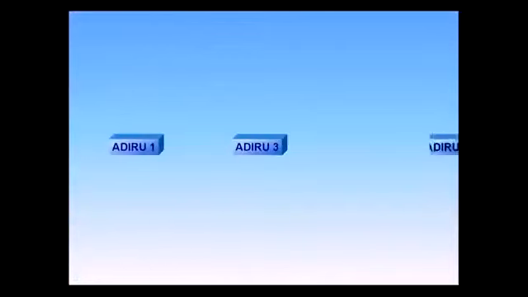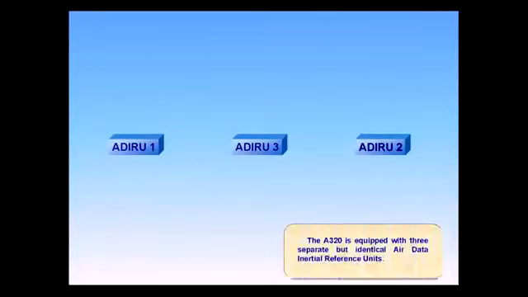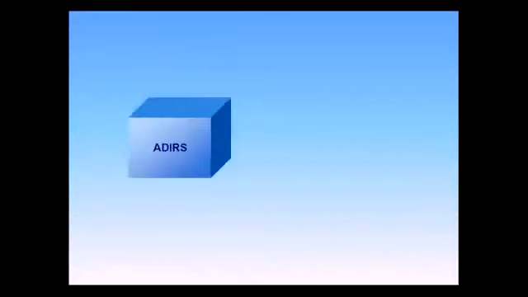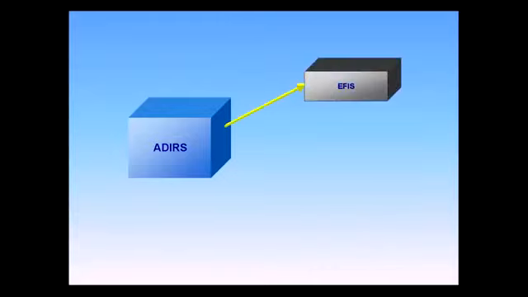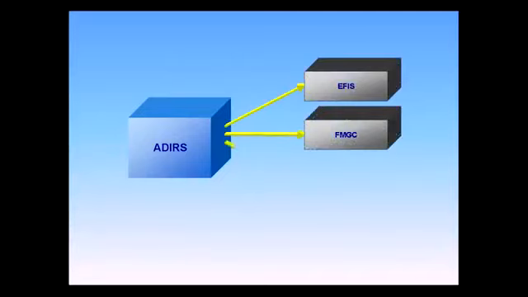The A320 is equipped with 3 separate but identical air data inertial reference units. The purpose of the Air Data Inertial Reference System, ADIRS, is to provide air data and inertial information to the EFIS system, the FMGC, and other users.